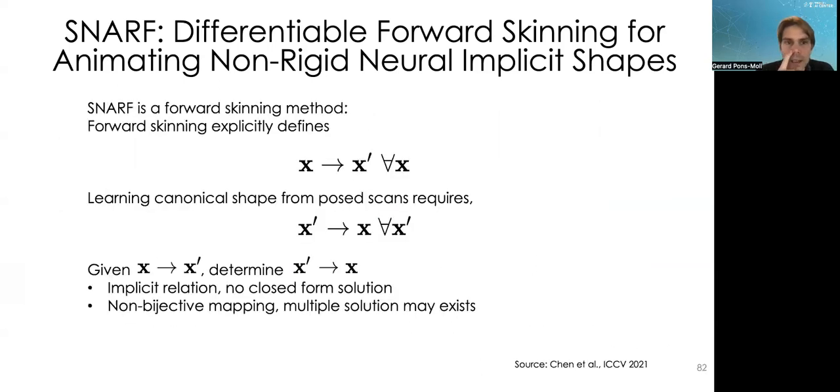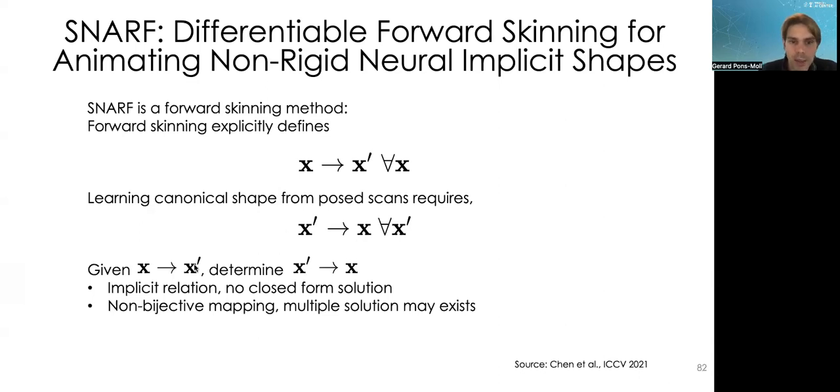So what's the key idea here? In forward skinning, you go from canonic space x to pose space x prime for all x's. Learning a canonical shape from scans requires knowing the inverse. For every x prime, I need to know what the canonical point is. This is what we were solving with inverse skinning.